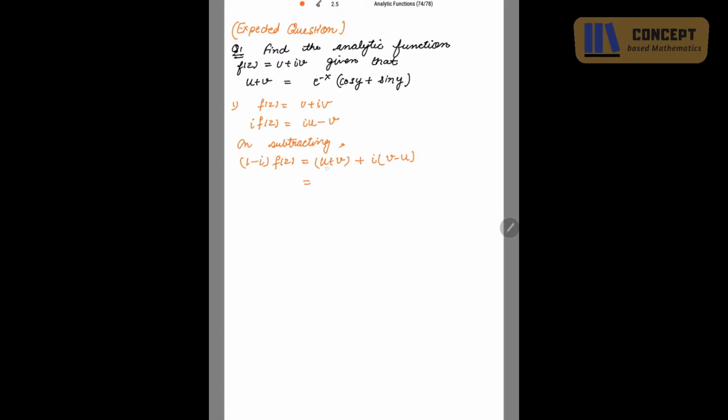Okay, so take this real part u plus v as capital U, plus iota, take this v minus u as capital V. This is your imaginary part, that is equal to V, and this is your real part that I have taken, capital U. So your capital U is u plus v, that is e to the power minus x times (cos y plus sin y), and your capital V is v minus u.